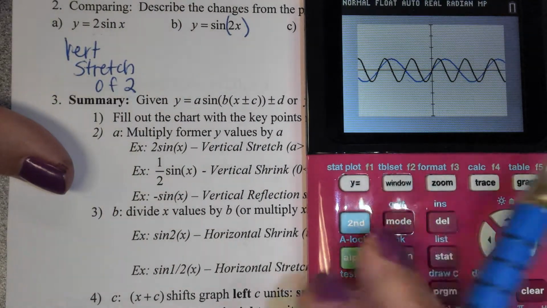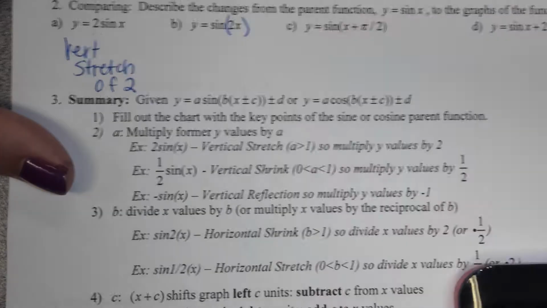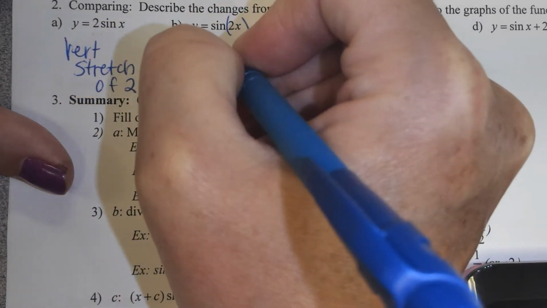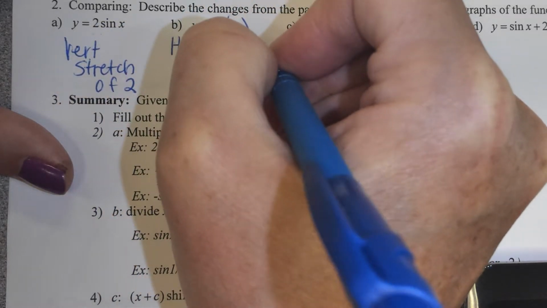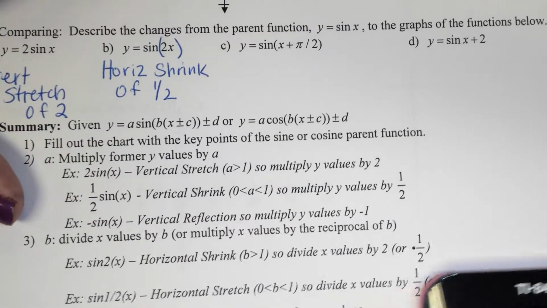Okay, so we've got this, and now we could look at our table if we wanted to, but we can see that this was a horizontal shrink of 1/2. Horizontal shrink of 1/2.